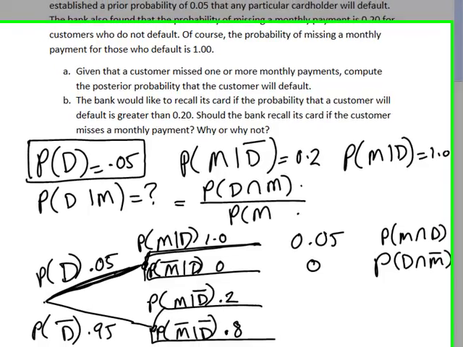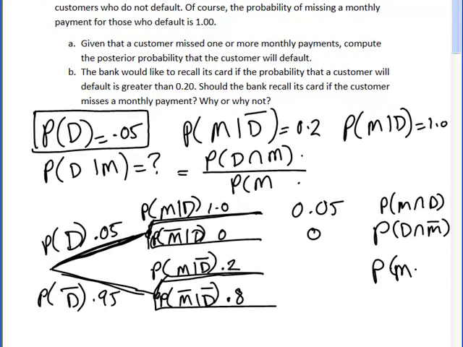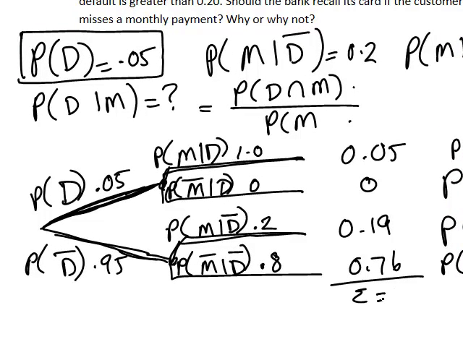This other one will be in the bottom branch right here, and it is the probability of M and D bar, and that would be 0.95 times 0.2, which is 0.19. And this last one is going to be the probability of M bar and D bar, and that would be 0.95 multiplied by 0.8, which gives us 0.76. And of course we know all of these have to add up to 1.